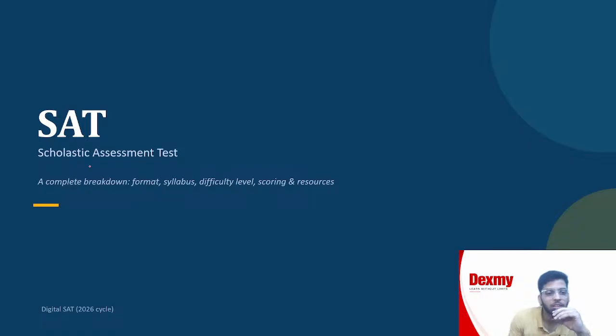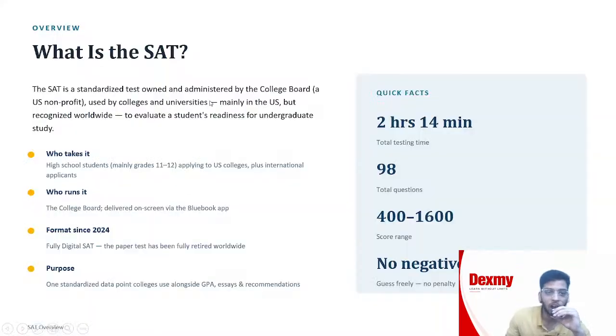So SAT. First of all, what is SAT? The full form is Scholastic Assessment Test. So we'll be getting an overview about this. Now SAT is taken in digital format. So that is a digital exam now. It is digitalized. SAT is a standardized test administered by the College Board. It is mainly taken for the US universities, but now it is recognized worldwide, and a lot of universities can take the SAT score and they take admissions now.